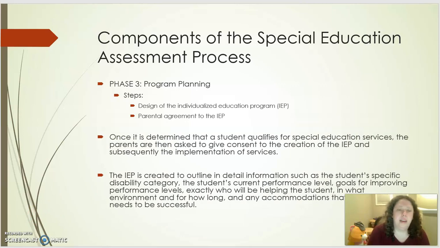Phase 3 is program planning. If the student is determined to qualify as a student requiring special education services under IDEA, the student will receive an IEP, which is an individualized education program, and parents must agree to the IEP. The key is parents have to be kept in the loop and informed at all stages. The IEP is created to detail information such as the student's disability category, their current performance level, goals for improving performance levels, and details who exactly will be helping the student, what services they'll be receiving, and what environment they'll be receiving the services, for how long, and it should also include the accommodations that the student might need to be successful.